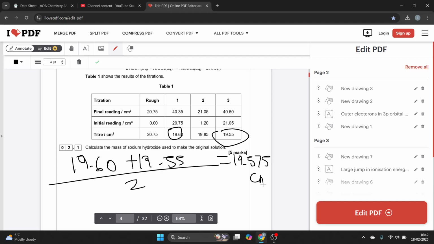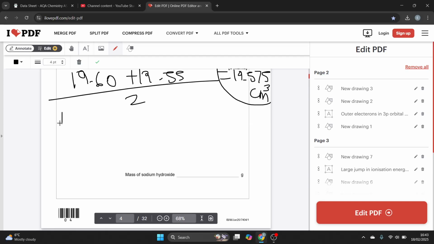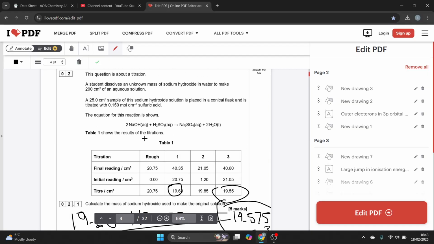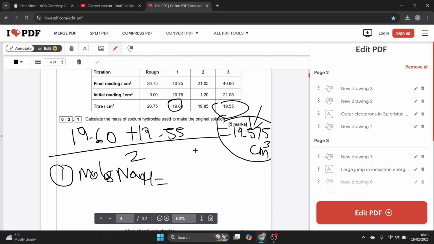19.575 centimeters cubed. Perfect. And I know a 25 centimeters cubed sample of solution is placed in a conical flask and titrated with this much sulfuric acid. I want to find out the mass of sodium hydroxide. So what I can do now is find out the moles of sodium hydroxide, and it's not going to be 25 times this. No, it's not going to be that. That's how much the sample is. Why else would I find out the mean titre here? I'm going to use this. So it's going to be 19.575.